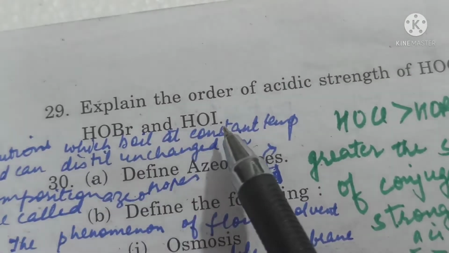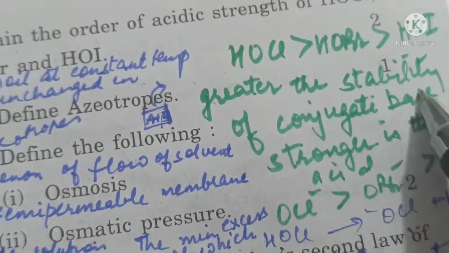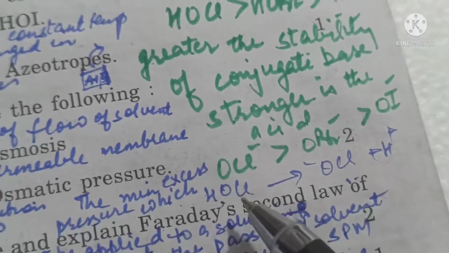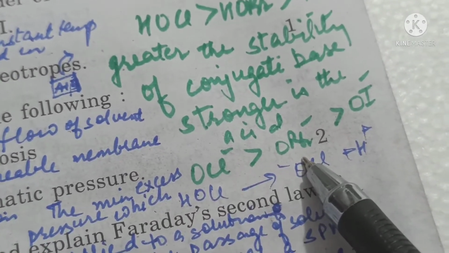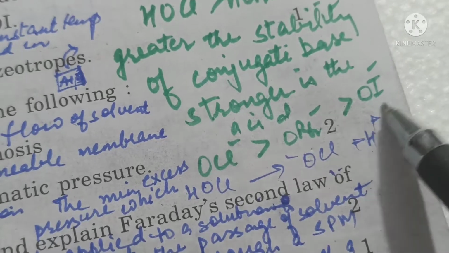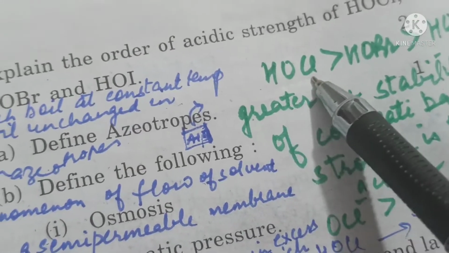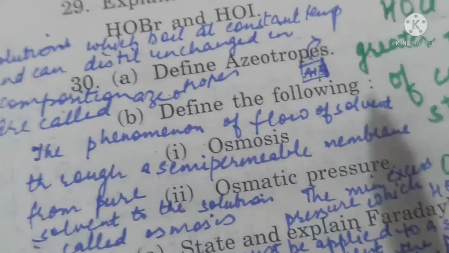Explain the acidic strength of HOCl, HOBr and HOI. The greater the stability of conjugate base, stronger is the acid. As HOCl forms OCl negative, which is more stable than OBr negative, which is more stable than OI negative. So the corresponding acid HOCl is stronger acid than HOBr than HOI.